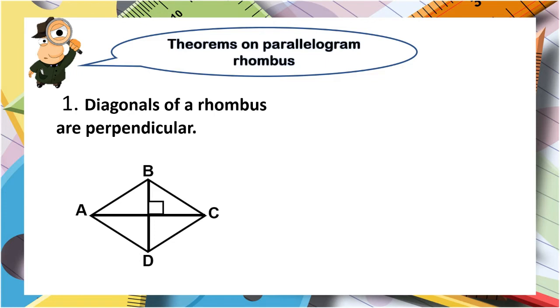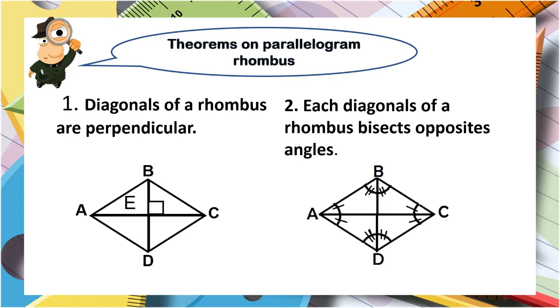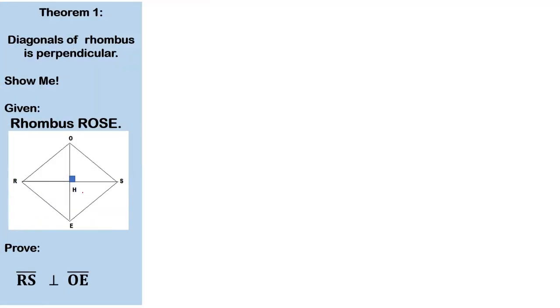The second theorem states that each diagonal of a rhombus bisects opposite angles. In the given figure, diagonal BD divides the angles B and D into two congruent parts, while diagonal AC divides the opposite angles A and C into two congruent parts. So, let us prove these two theorems.